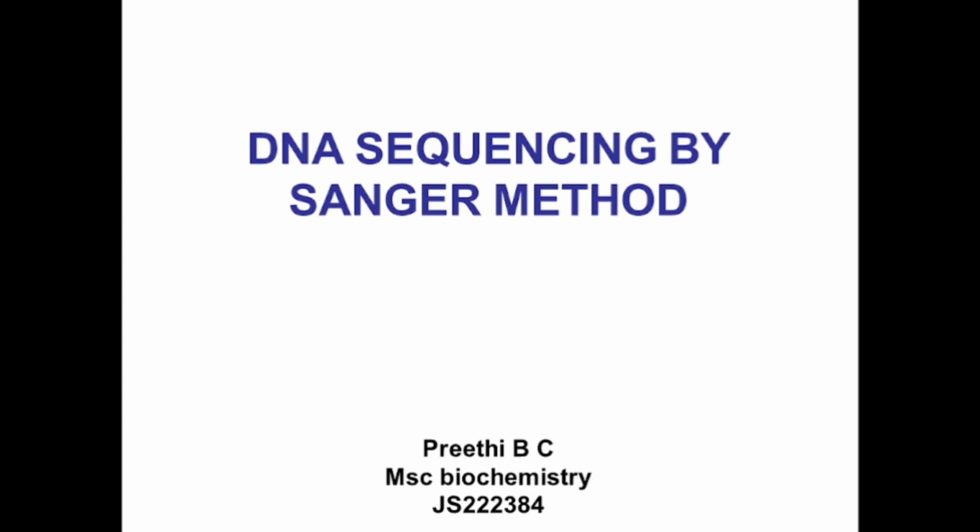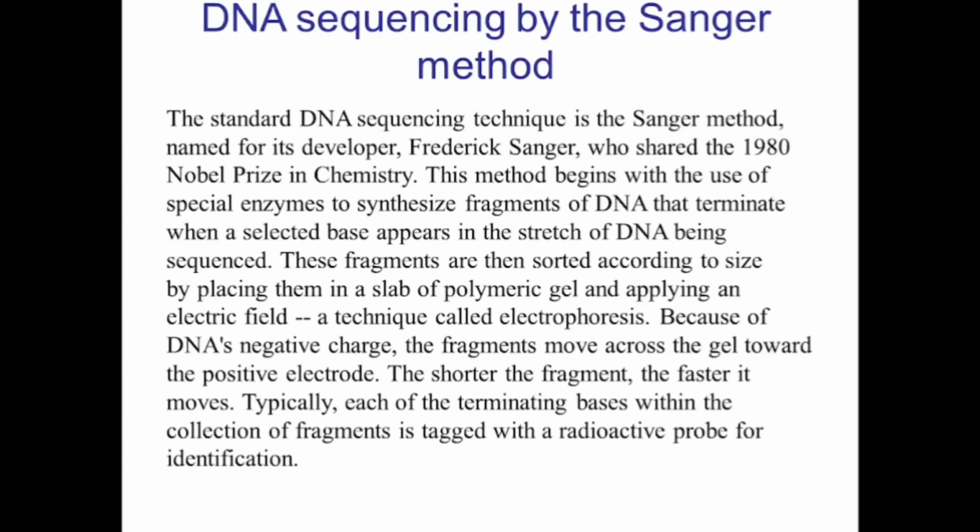DNA sequencing by the Sanger method is also called the chain termination method. It is a method for determining the nucleotide sequence of DNA.